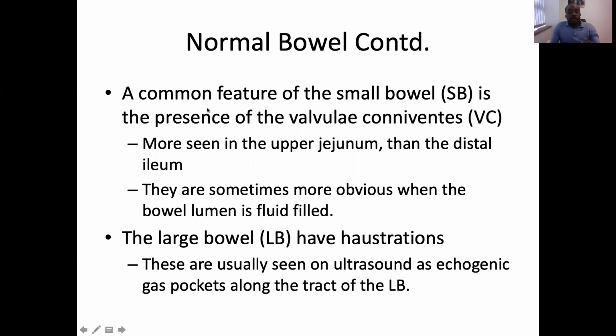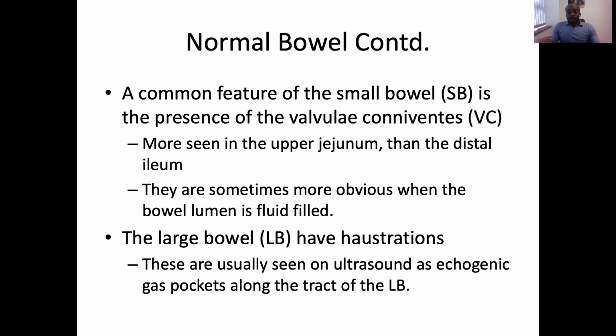So, continuation of the normal bowel. A common feature of the small bowel is the presence of valvulae conniventes. These are more seen in the upper jejunum than the distal ileum, as mentioned before. They are sometimes more obvious when the bowel lumen is fluid filled. Also, in cases of small bowel obstruction, you tend to have distended bowel proximal to the point of obstruction. Therefore, you see the valvulae conniventes just hanging down from the wall of the bowel. They tend to be much more prominent when the lumen is fluid filled.